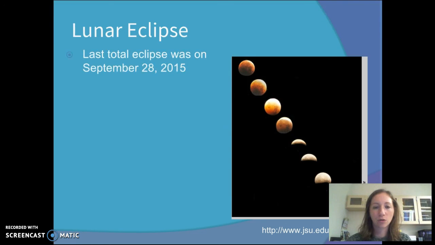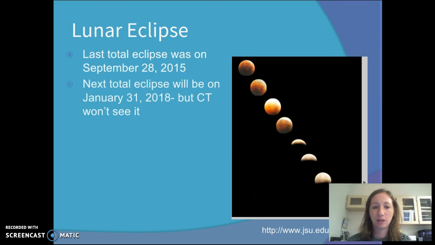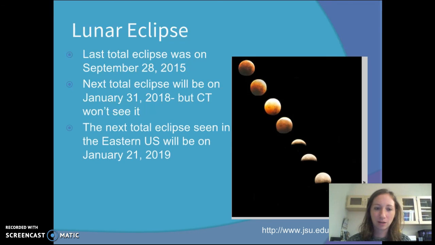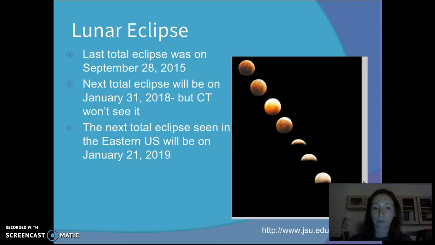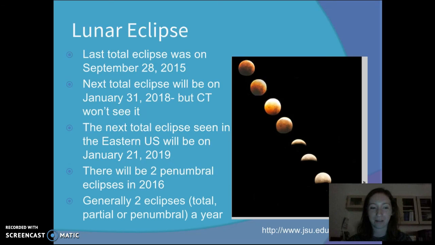Alright, so the last total eclipse was on September 28, 2015. The next total eclipse will be on January 31st, 2018, but we won't see it here in Connecticut. So the next total eclipse that we'll see will not be until January 21st, 2019. There will have been 2 penumbral eclipses in 2016. Penumbral meaning partial. Generally, there are 2 eclipses a year.